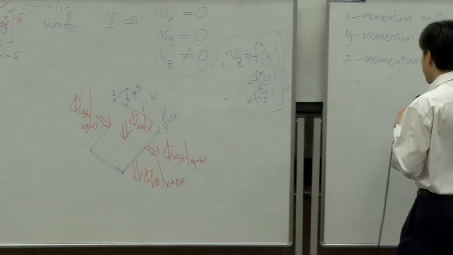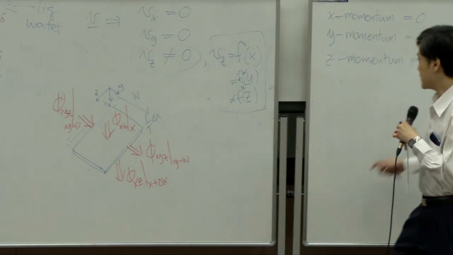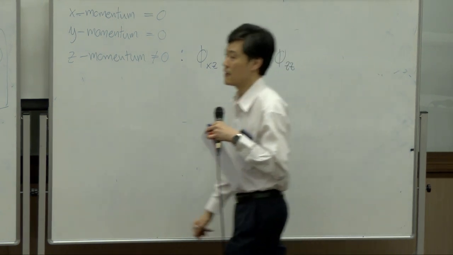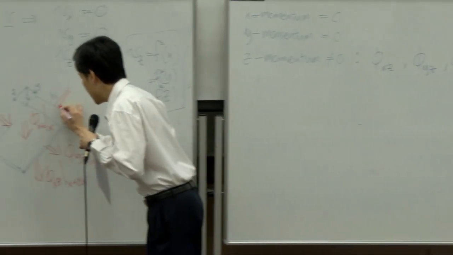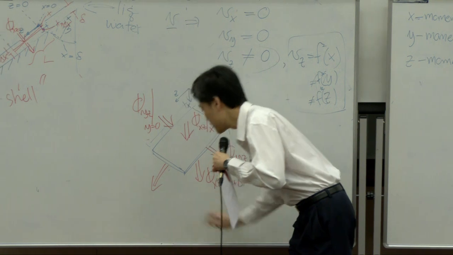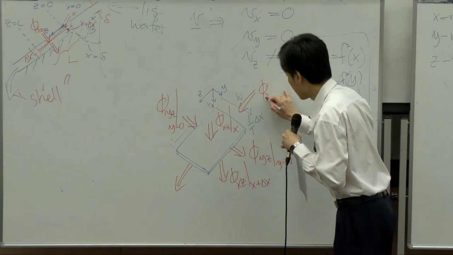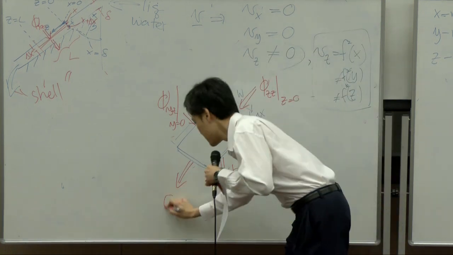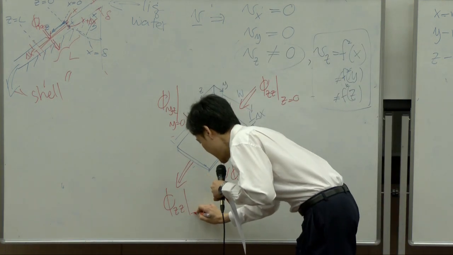The third one is ZZ. It's Z momentum transferring in the Z direction. Direction of the transfer going in, going out along the Z direction. In, it's at Z equal to 0. Out, at Z equal to L.